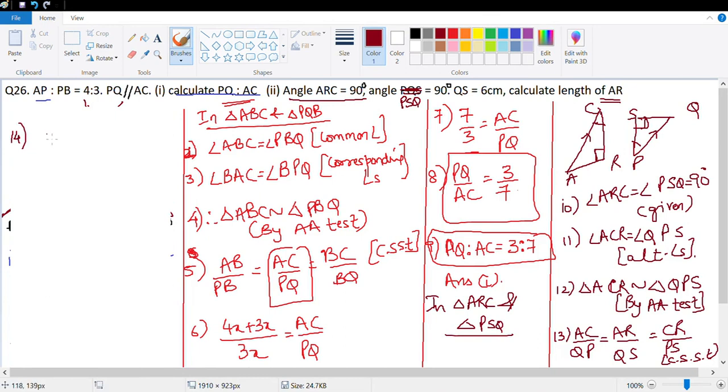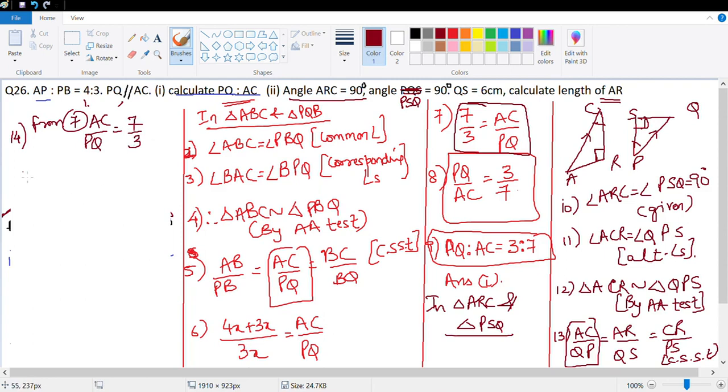AC is the length of AC given in the question. No, AC is 7. Why is AC 7? We got it from the previous one. We got AC is to PQ as 7 is to 3. Right? So from that, AC upon PQ is 7 upon 3.